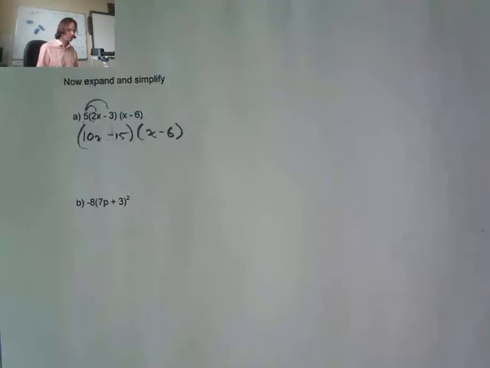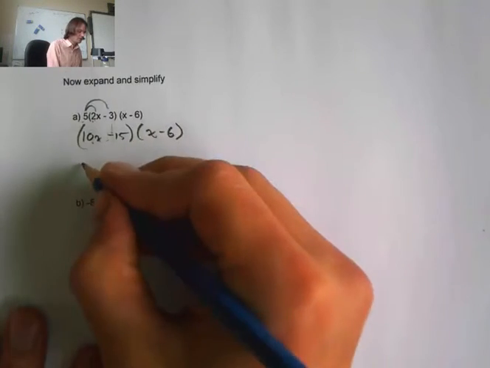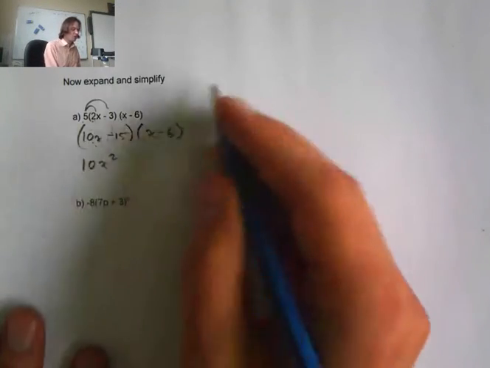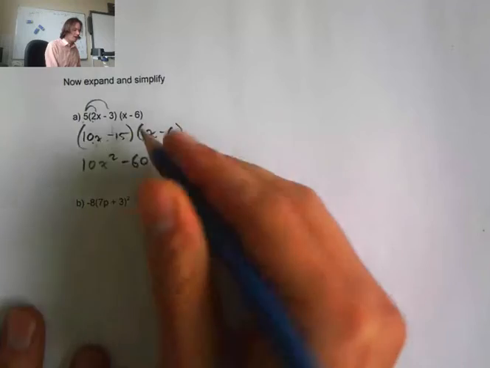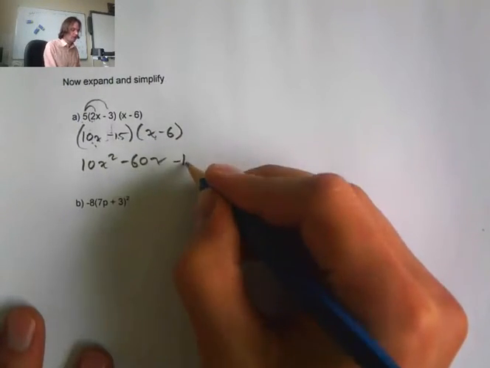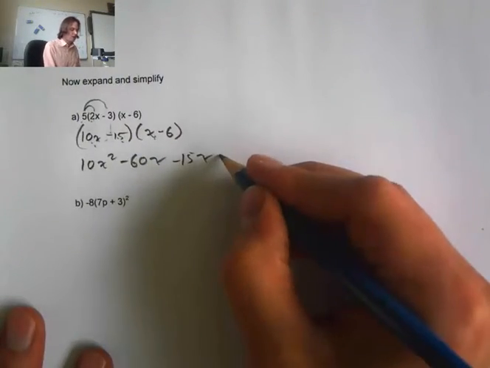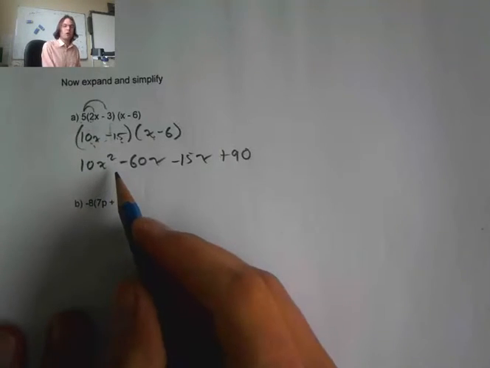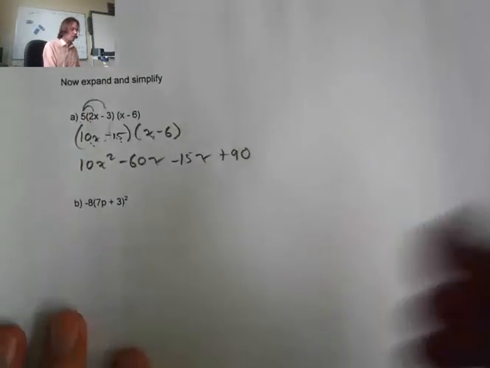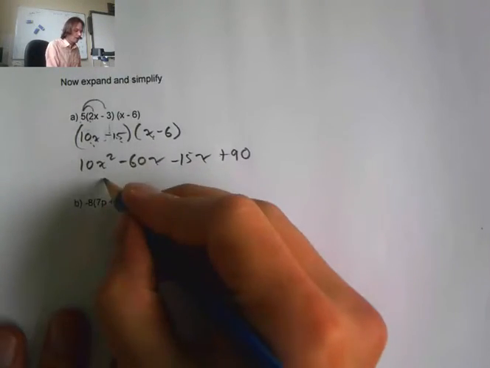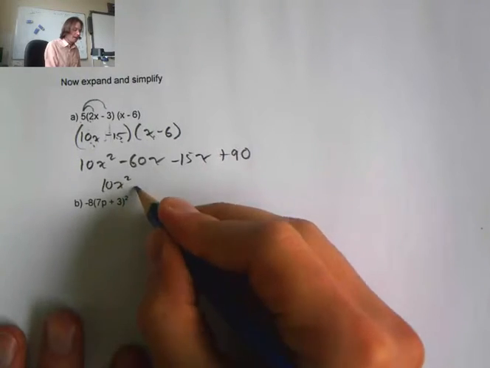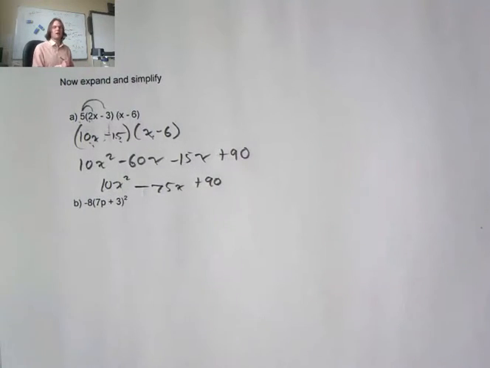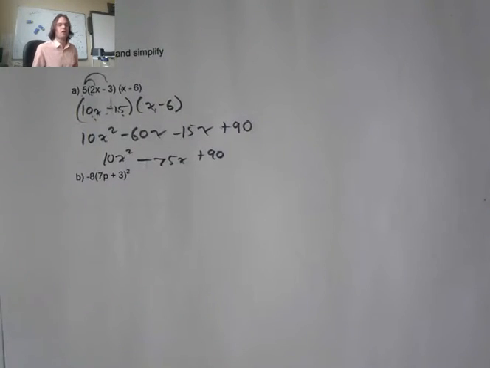Okay? Well, 10x multiplied by x gives me 10x squared. 10x multiplied by negative 6 will give me minus 60x. And then negative 15 multiplied by x will give me minus 15x. And then that's going to give me positive 90. Okay? All right. Now, let's take a look at this part here. We combine like terms. I'm going to get 10x squared minus 75x plus 90 is my answer.